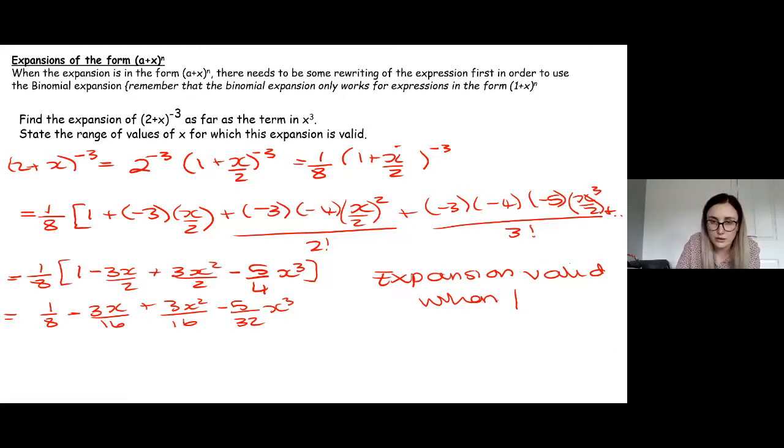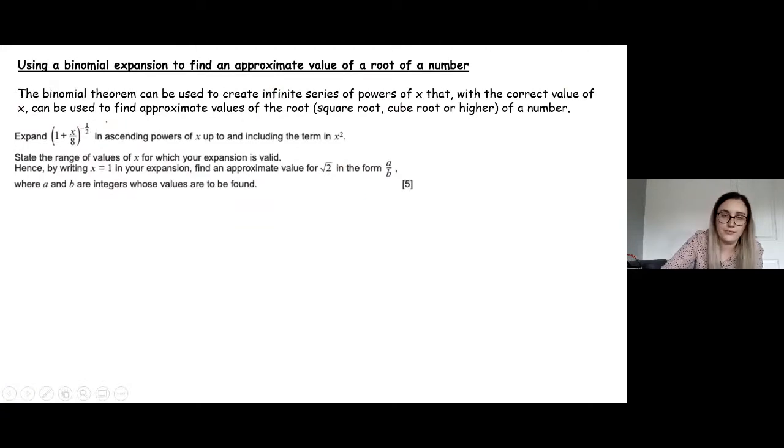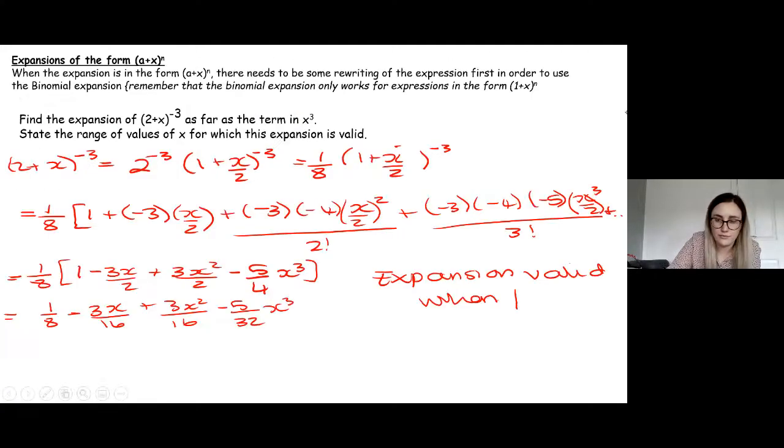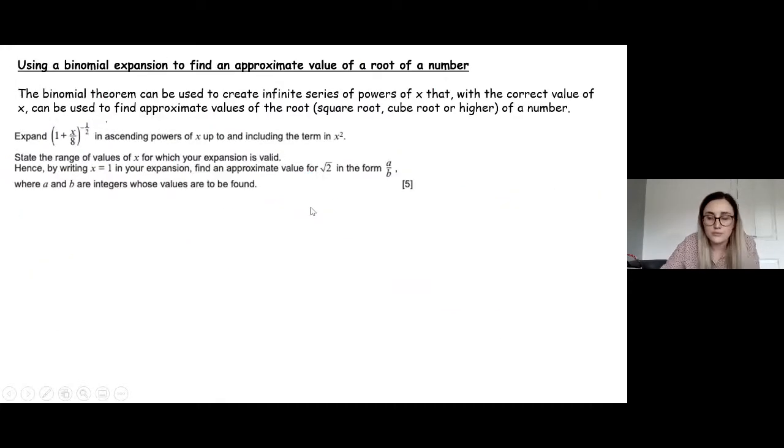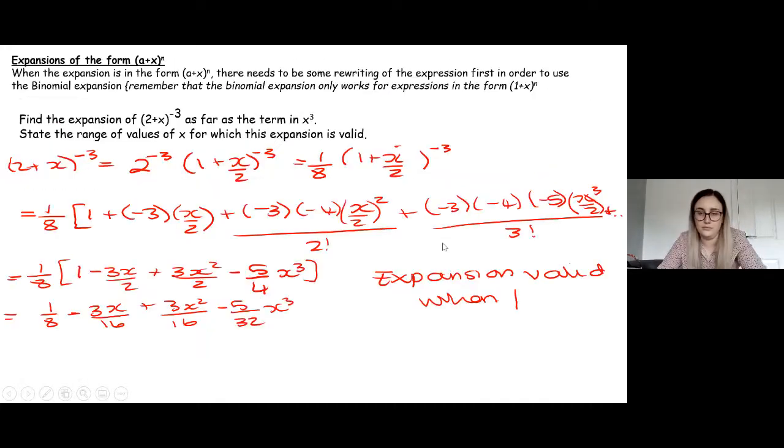So where's my pen gone? Pen's decided to disappear. We've got, okay.